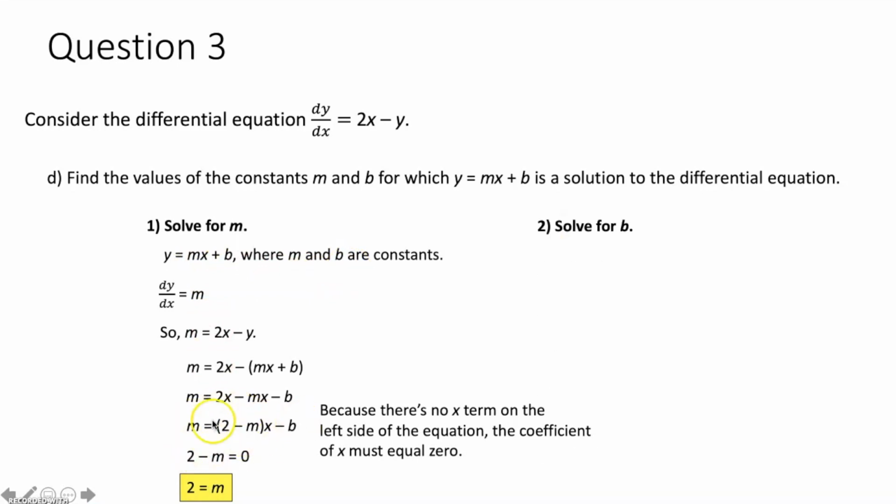Well, let's take this equation that we had right here. m is equal to the quantity 2 minus m times x minus b. If we know that m is equal to 2, we can plug in 2 here and here. And now we've got an equation with x and b in it. So how do we solve for b?